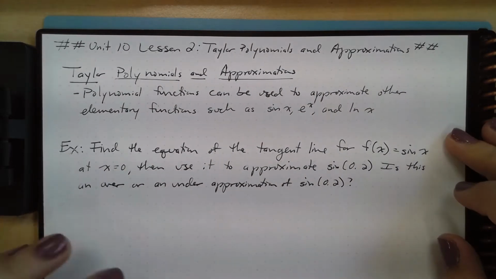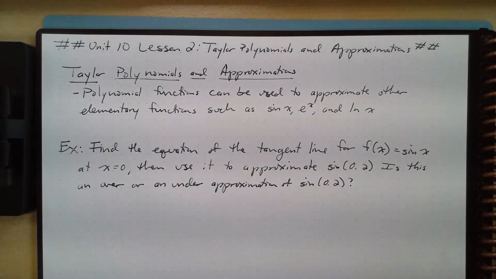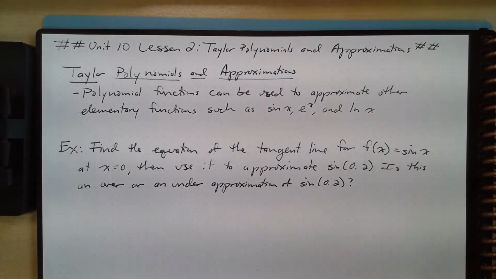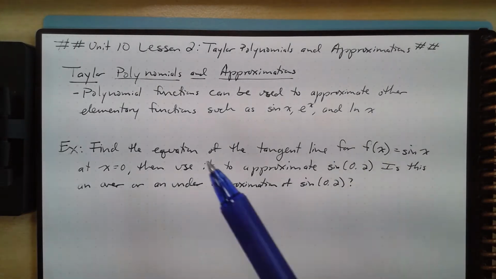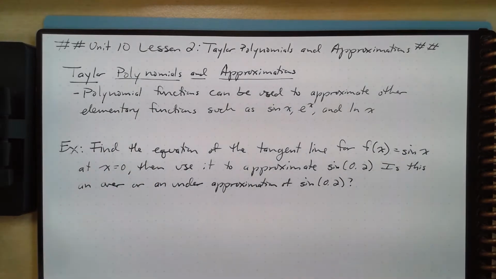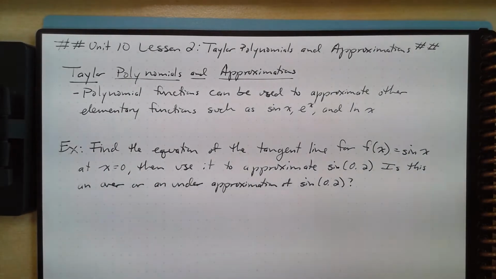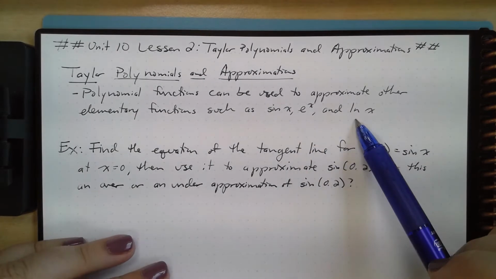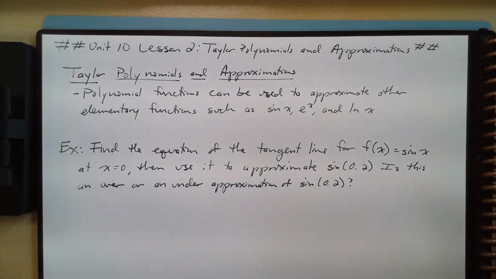Hi. Okay, so today we are going to talk about Taylor polynomials and approximations. Well, what is a Taylor polynomial? A Taylor polynomial is just a polynomial function that can be used to approximate other elementary functions like sine, e to the x, ln of x. Why would we actually want to do that?